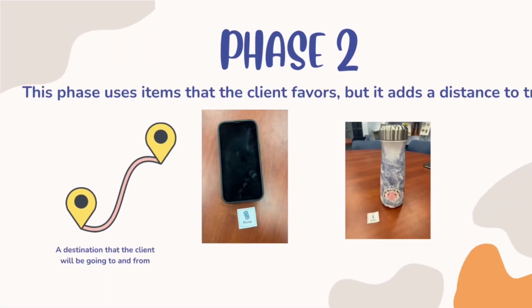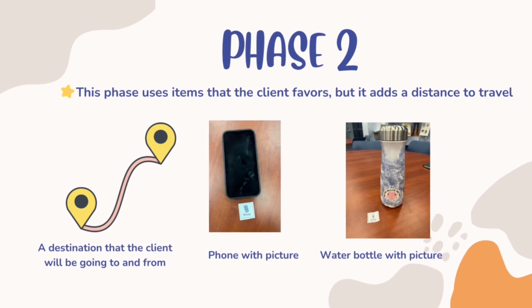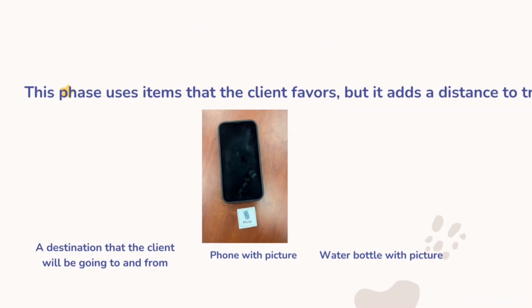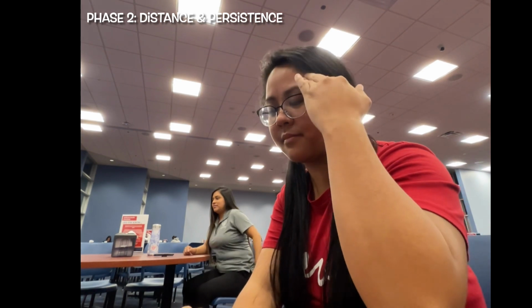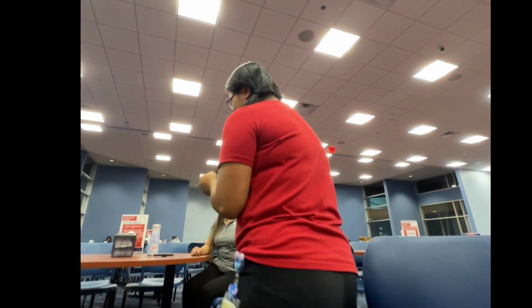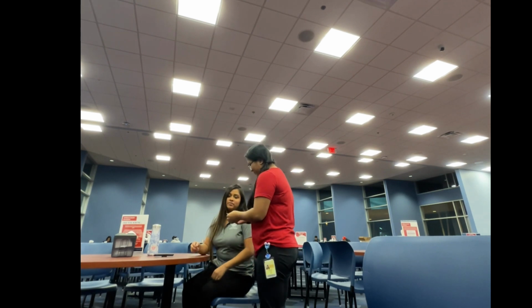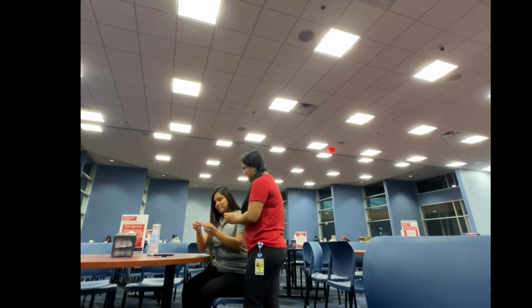Phase 2. This phase uses items that the client favors, but it adds a distance to travel. It is a destination that the client will be going to and from. We will be using a phone and a water bottle. The learner will learn how to travel with their PECS book to communicate to their partner. The goal is to teach the person different distances to their PECS book to bring to the partner, also having them travel through different obstacles.